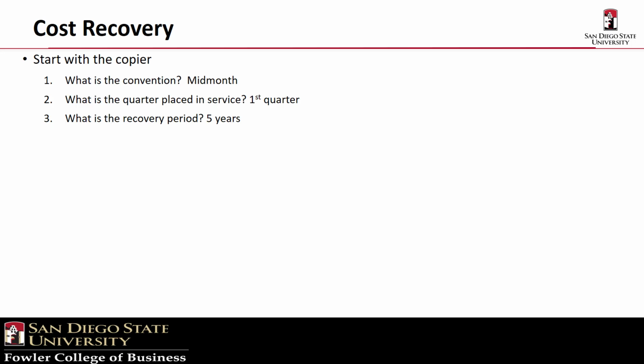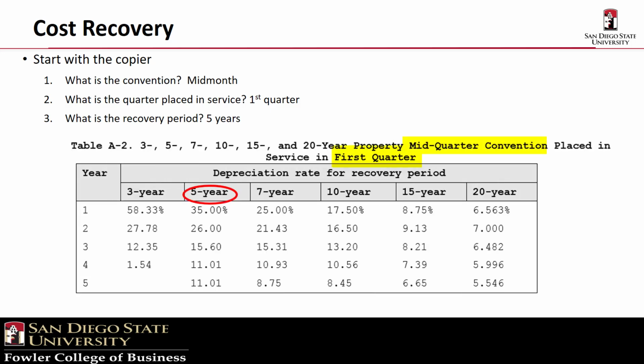Let's start with the copier. It was placed in service in the first quarter, so we need to use the mid-quarter convention for the first quarter. The recovery period is 5 years, so we find 5 years in the column. And since this is the first year, because we placed it in service this year, we find year 1, and voila. The depreciation factor is 35, or 35%. We take the cost basis of $1,500, multiply that by 35%, and depreciation in year 1 on the copier is $525.